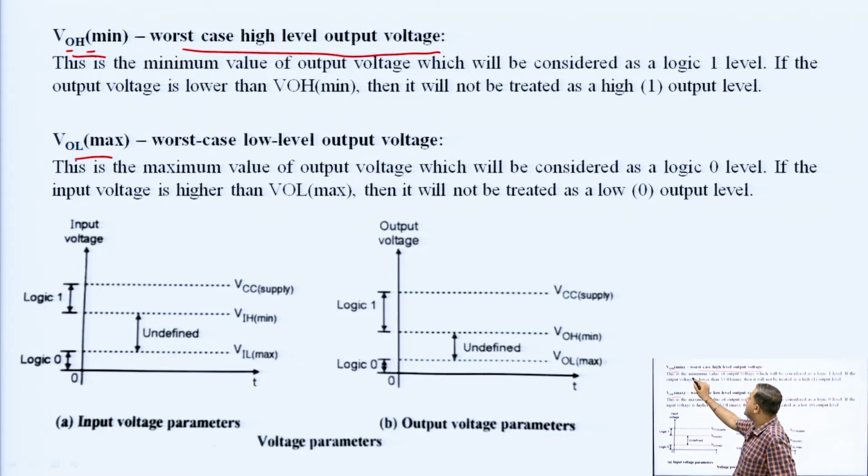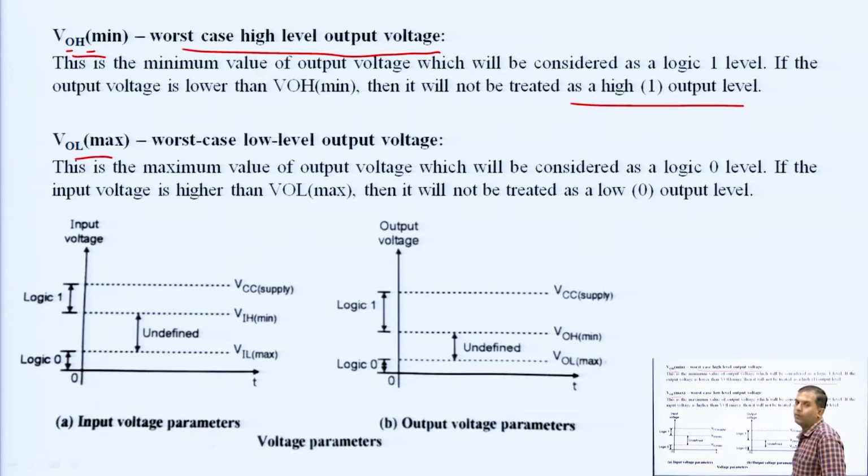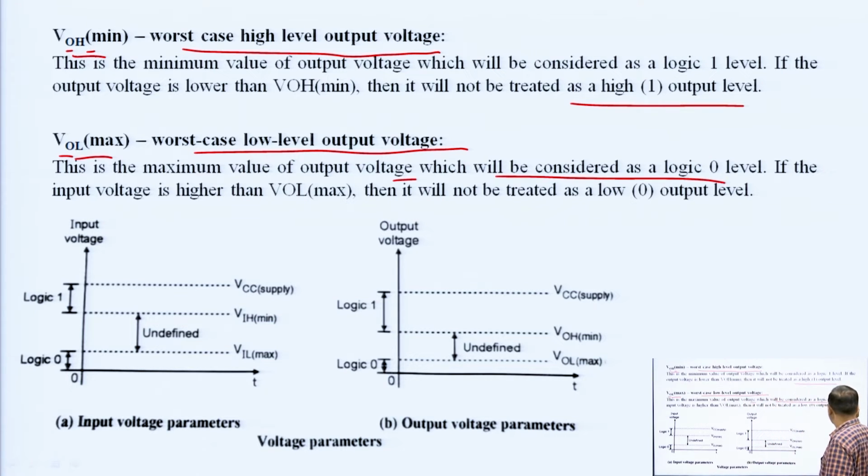Its definition is this is the minimum value of the output voltage which will be considered as a logic 1 level. If the output voltage is lower than VOH min, then it will not be treated as high output level, right. Then VOL max, means output low, worst case low level output voltage. This is the maximum level of output voltage which will be considered as logic 0 level. If the output voltage is higher than VOL max, then it will not be treated as low output level.